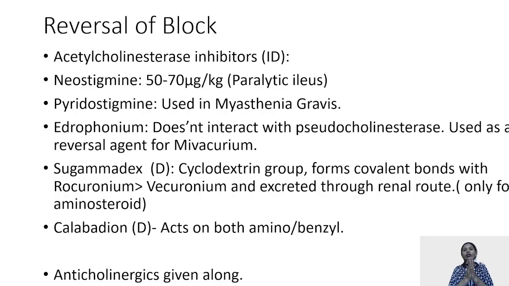Neostigmine is used in the dose of 50 to 70 microgram per kg, but the star question for neostigmine that comes is that it is also used for paralytic ileus.